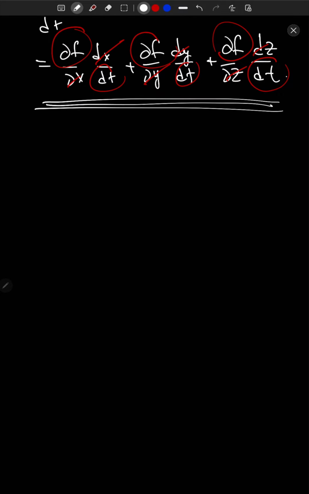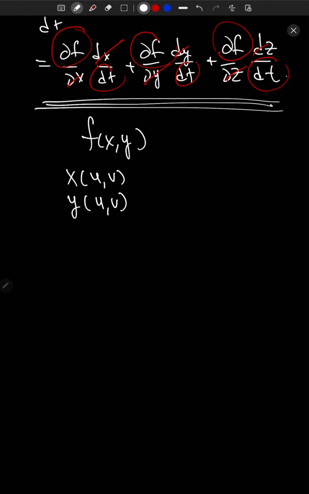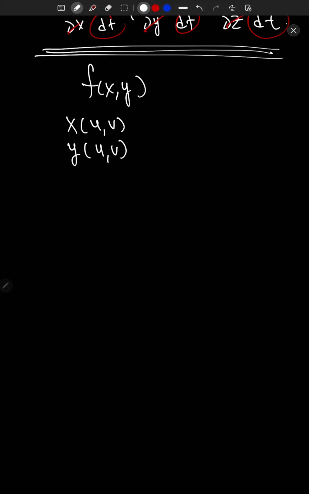Okay, let's get into a more complicated situation. So let's say we have f of x comma y. And instead of x and y depending on t, let's say x depends on two variables. Y depends on two variables. All right. Now the question is, what is df? So if I do the composition, let me draw a picture first.